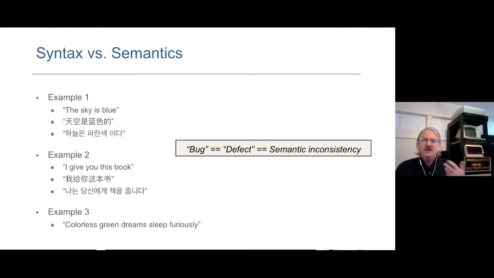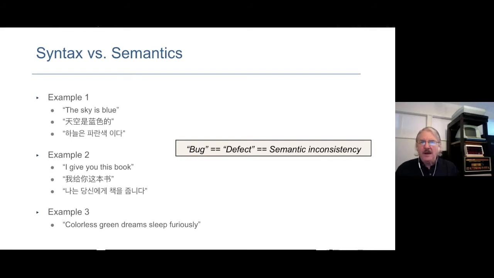Okay, so syntax is about structure, semantics is about meaning. Example 1, these are 3 statements that have the same semantic, they have the same meaning. Example 2, they have the same semantic, they have the same meaning. But again, English and Chinese have very similar syntax. Korean, completely different syntax. Japanese has a syntax that's actually similar in many ways to Korean, as I understand it.